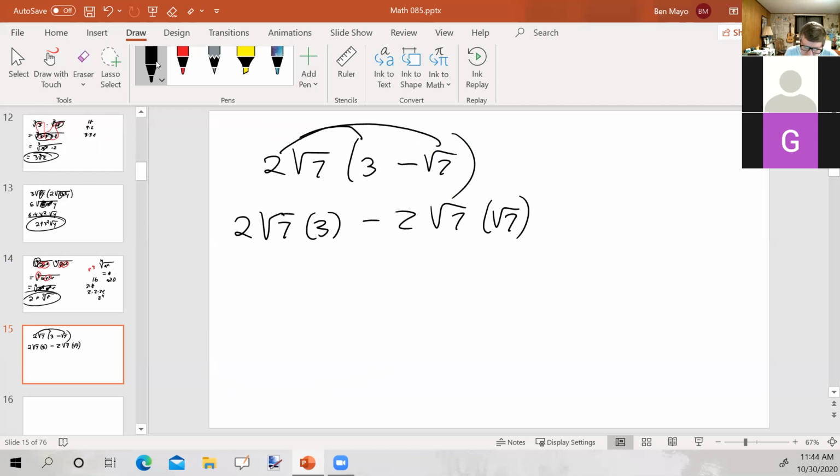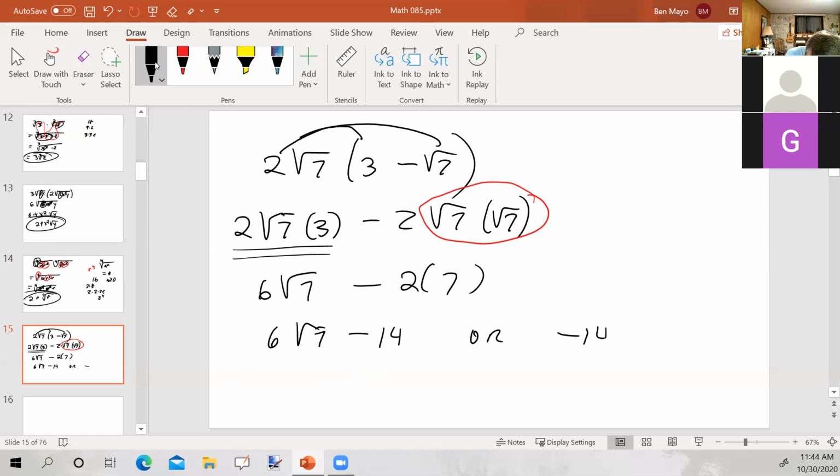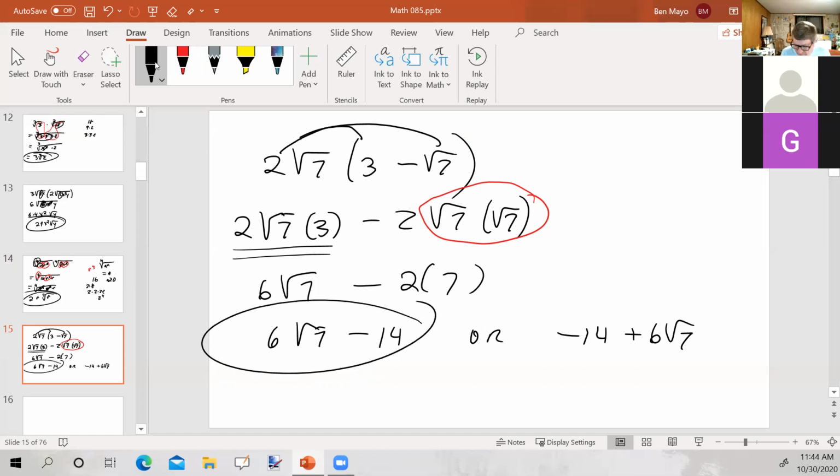Now, this is 6 square roots of 7 minus 2 times, okay, what's that? 7. Good job. Okay, so 6 square roots of 7 minus 14, or you could write negative 14 plus 6 square roots of 7. Okay, the authors did it this way, but either way works. You all right with that? Yes. Very good. Ausgezeichnet.